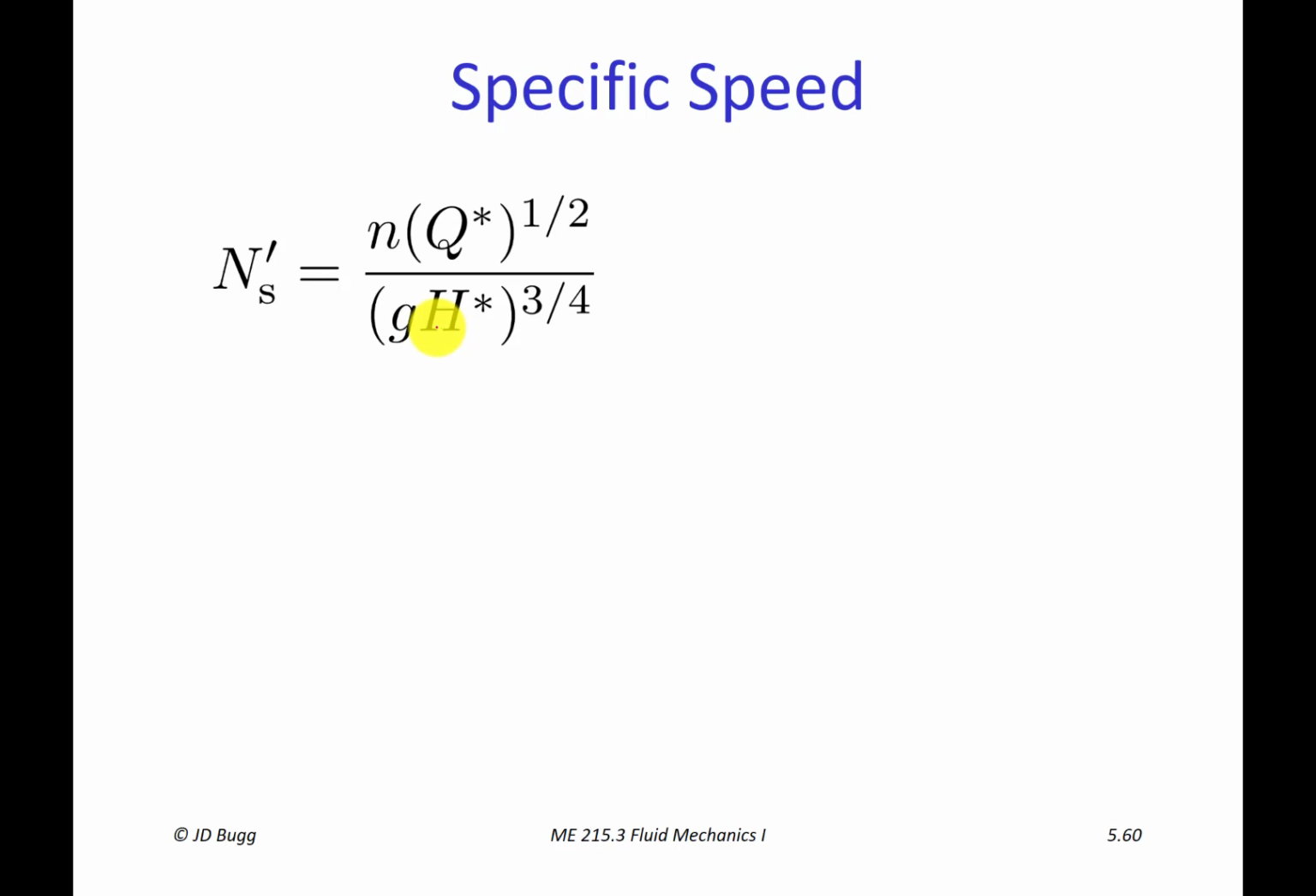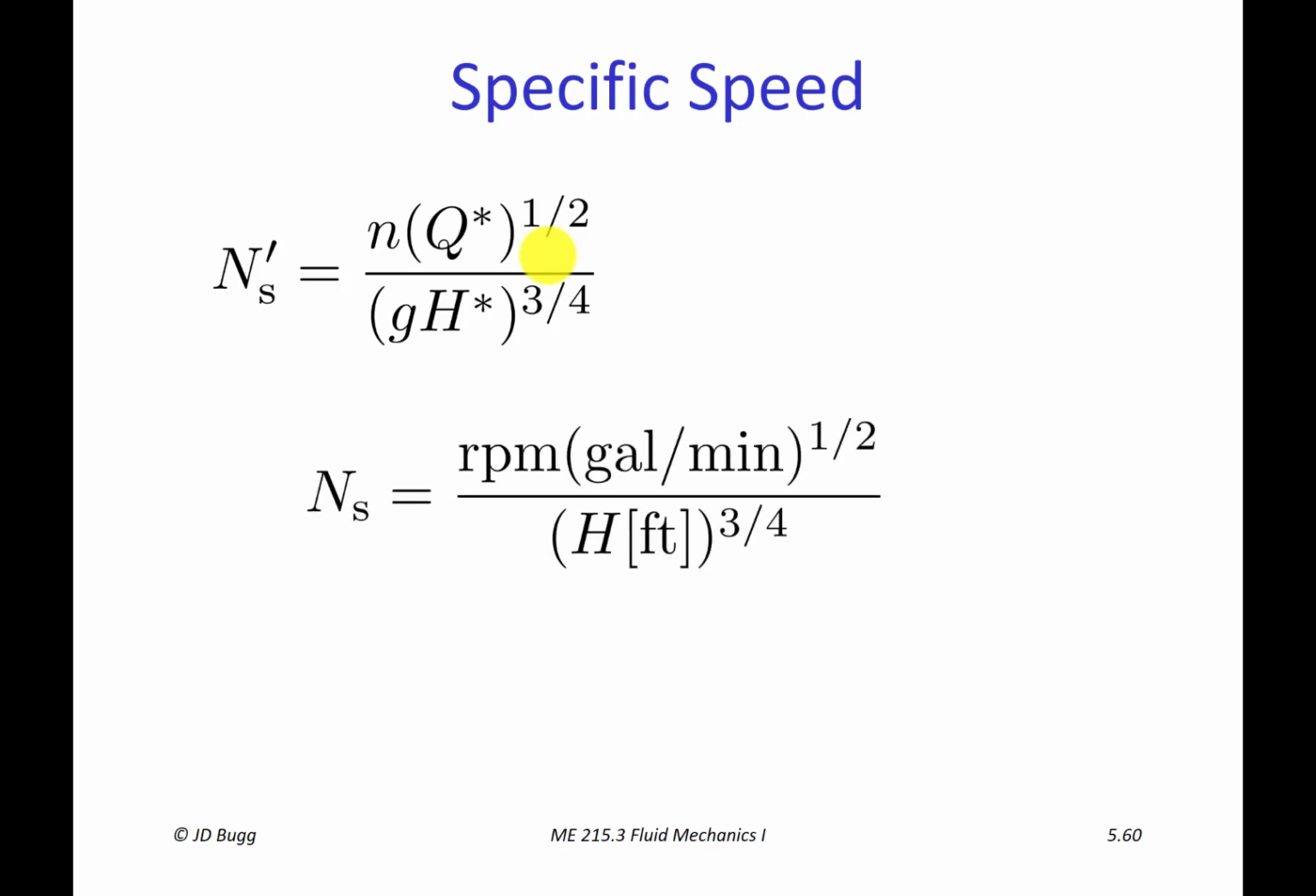So if we calculated this with N being radians per second, Q being meters cubed per second, G being meters per second squared, H being meters, this would be a truly dimensionless number. But typically those are not the units used in these quantities. The actual specific speed that you'll encounter in industry is calculated like this.